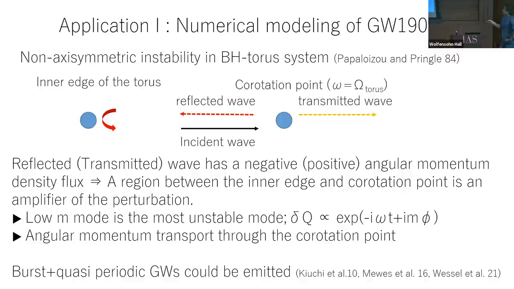And this reflected wave is reflected at the inner edge of the torus. So this process is repeated again and again, and finally the instability emerges. Detailed analysis of this instability suggests that the low m mode, where m is the quantum number in the azimuthal direction, is the most unstable mode, with angular momentum transported through the co-rotational point. After the emergence of the instability, the spiral arm develops, and then a burst type of gravitational wave is emitted. Quasi-periodic gravitational waves could also be emitted after the saturation of the instability if the non-symmetric structure remains.